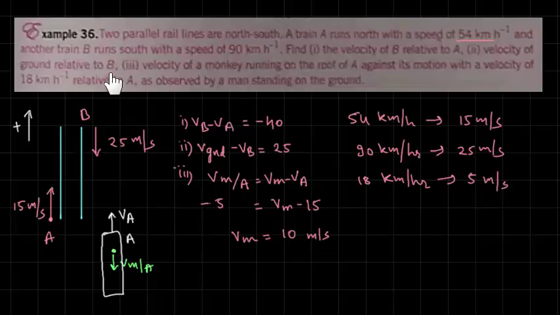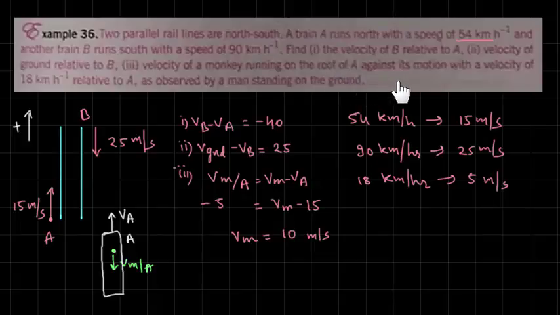The velocity of ground relative to B. So velocity of ground relative to B is velocity of ground minus velocity of B. So minus of velocity of B will be plus 25. So with respect to B, the ground is 25 meter per second north.